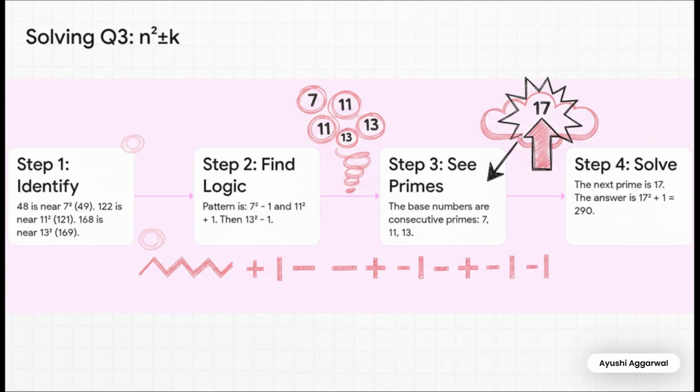What are they? They're consecutive prime numbers. Examiners love using prime numbers because it really tests your number sense. So the next prime number after 13 is 17. And here's the crucial point. Our answer will be 17 squared plus 1, which comes out to 290.